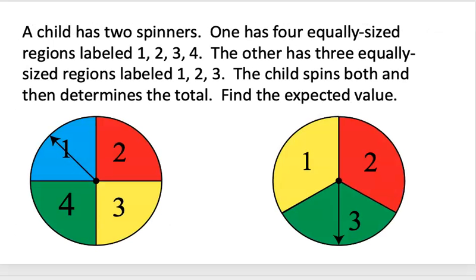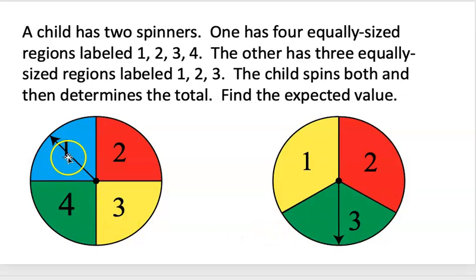Here's our next example. A child has 2 spinners. One has 4 equally sized regions labeled 1, 2, 3, and 4. The other has 3 equally sized regions labeled 1, 2, 3. The child spins both and then determines the total. So find the expected value.